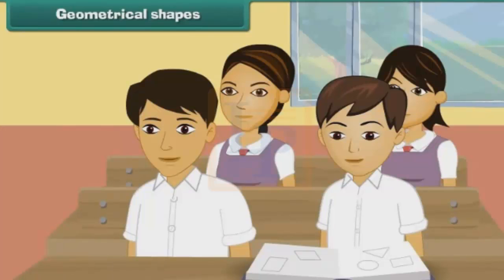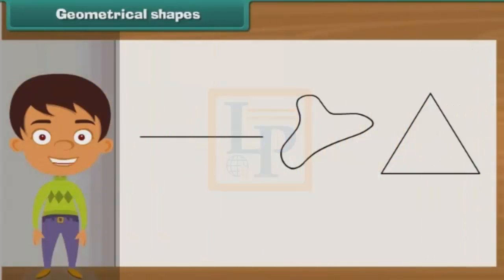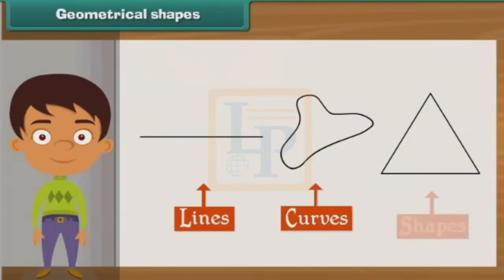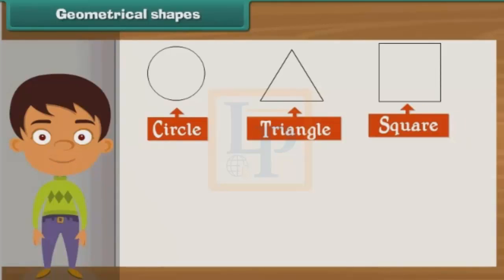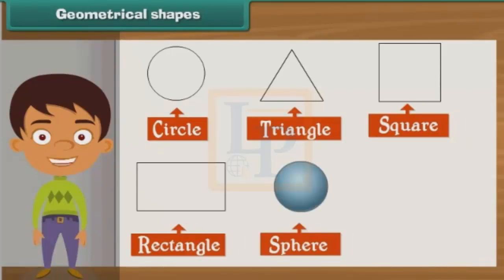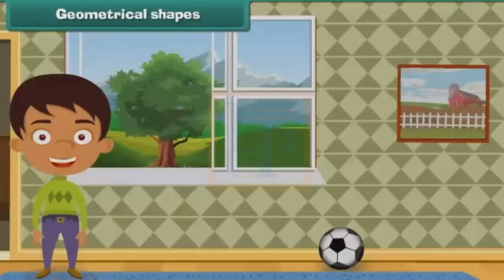Geometrical shapes. Hello friends. Geometry is the study of lines, curves and shapes. There can be many different shapes. Circle, triangle, square, rectangle, sphere and cube are a few to name. If you look closely, you will see a variety of geometrical shapes around you.